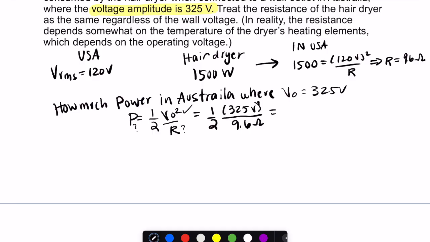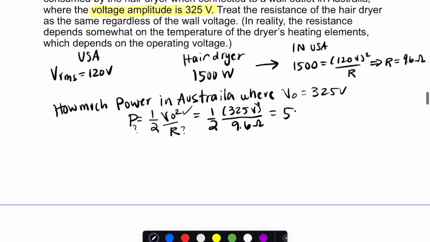It's taking in a whopping 5,501 watts. So that's well over 2 times the rated power of your hairdryer. So that's not great, right? That's not going to be very good for your hairdryer. It could be sending in too much current and start to melt things, and it could even catch on fire.